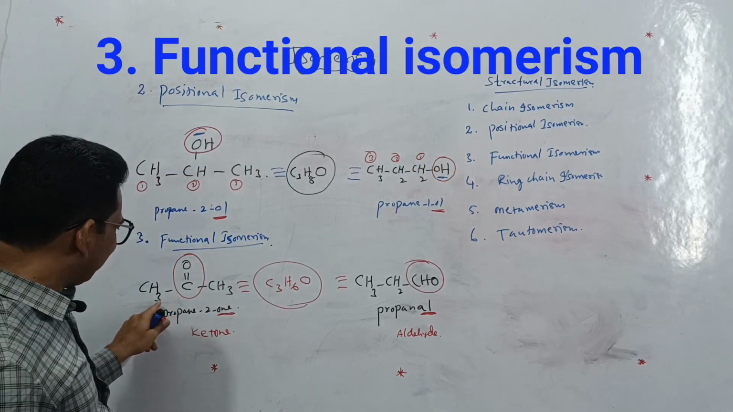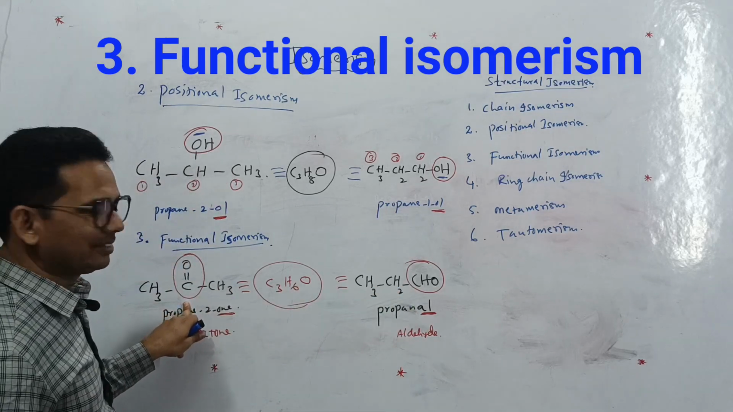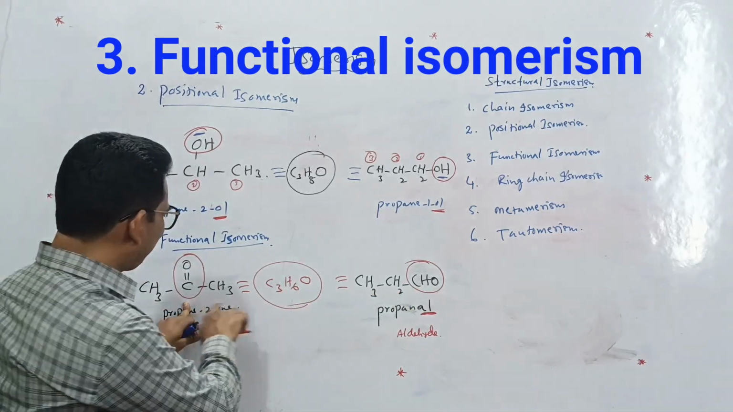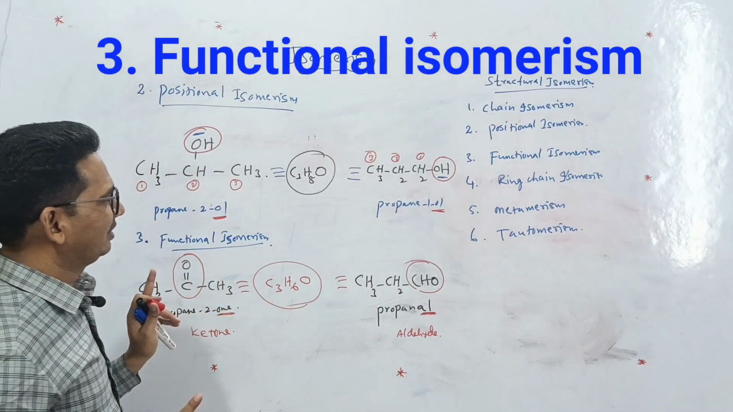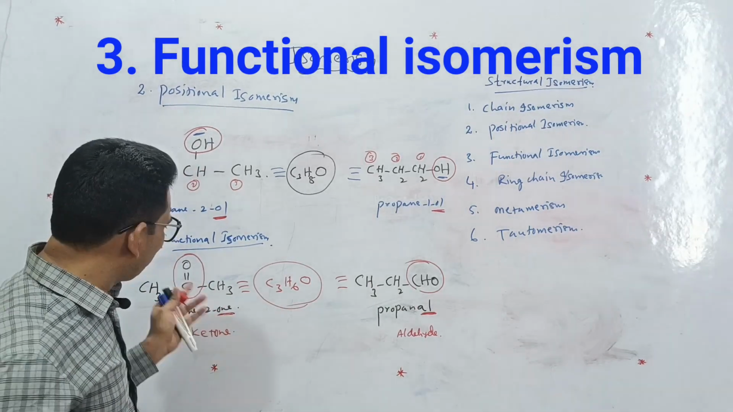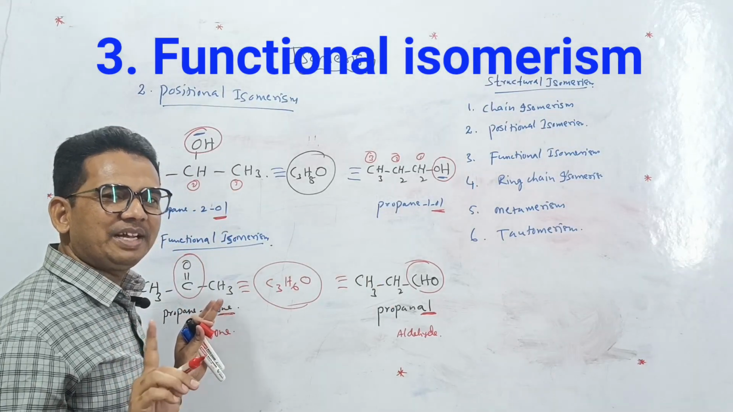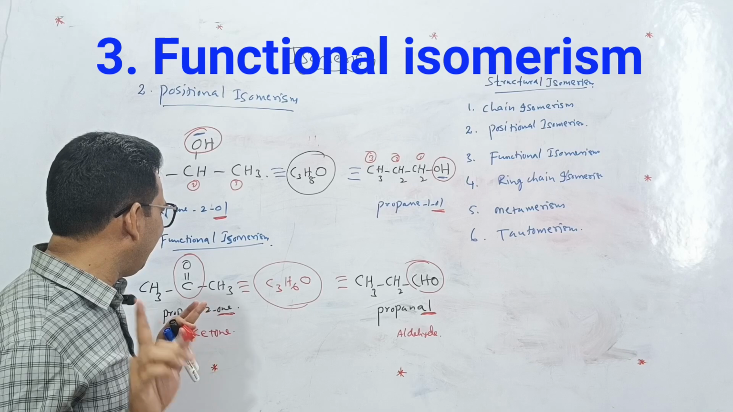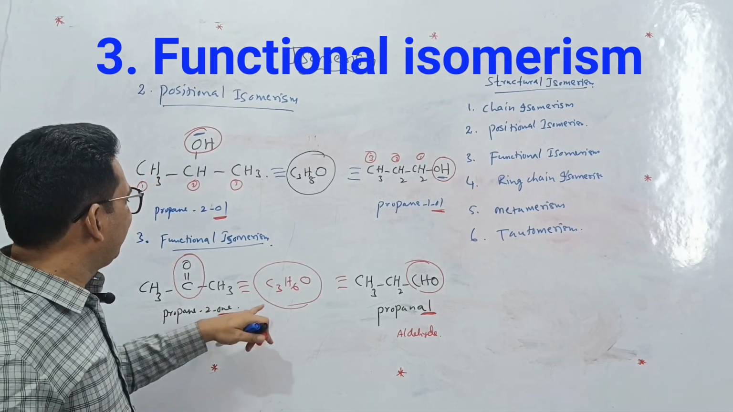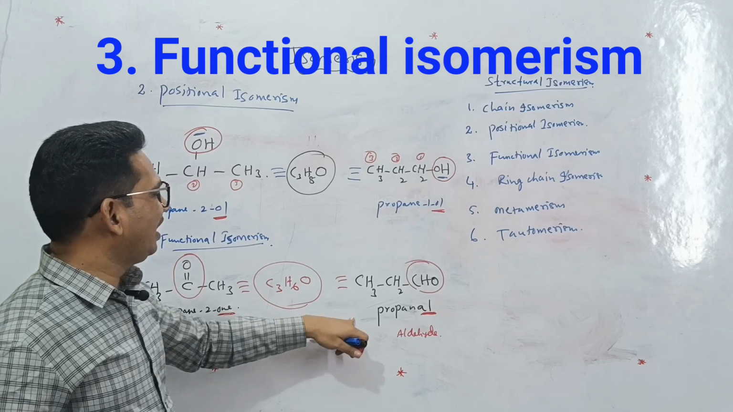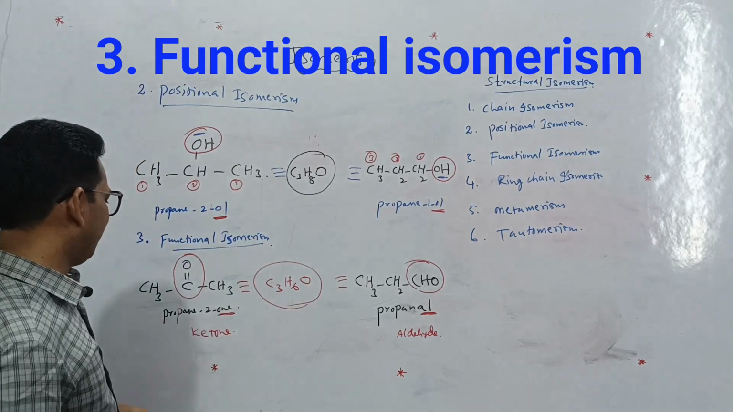But in this case, the functional group is different. We are not thinking about the position in this case. Functional group different means no need to see the position, because they have different functional groups. That's why it is called functional isomerism. This is called positional isomerism.